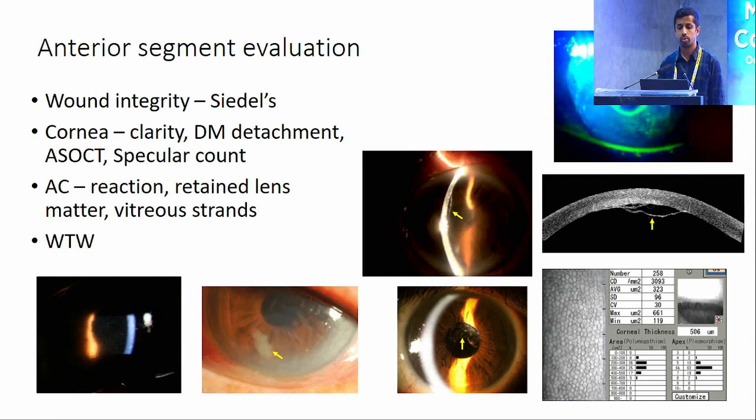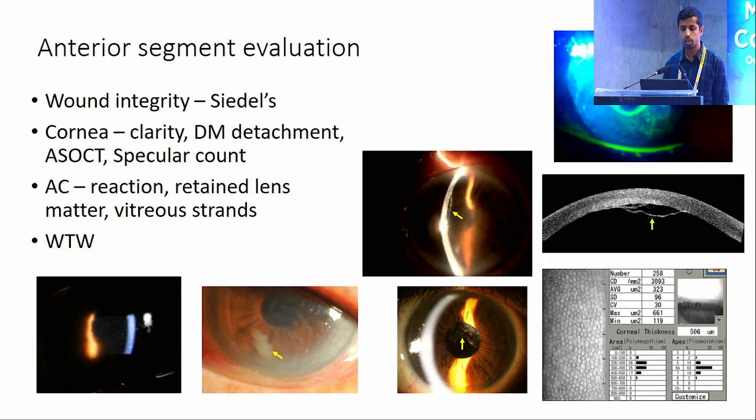Coming on to the anterior segment evaluation, we should know the wound integrity. This can be performed through a simple Seidel test. In the cornea, we have to check for clarity. If any associated Descemet's membrane detachment is there, this can be confirmed on ASOCT. Specular count should be done to note the endothelial status. In the anterior chamber, reaction should be noted. Any residual lens matter in the anterior chamber should be noted. Any vitreous strands should be documented.